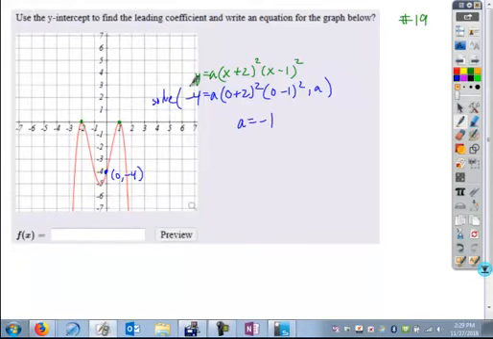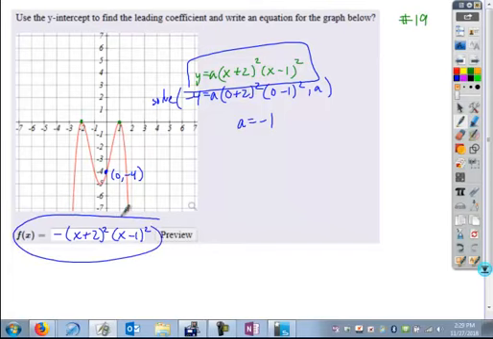So when I write my equation, I'm going to use this form, f of x is equal to, and I'm going to replace a with whatever that happens to be. So negative 1, x plus 2 squared, x minus 1 squared. And so that is going to be my solution.